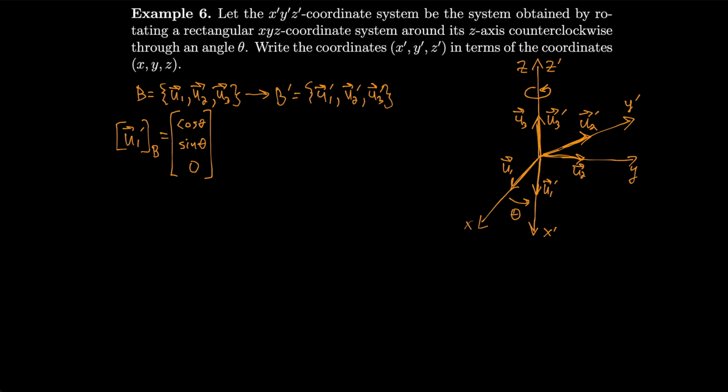And for u2' in terms of B, it might take a little bit of convincing, take a look at the picture carefully, but it's minus sine theta, cosine theta, 0. And then u3 in terms of B is easy because it doesn't change. The unit vector along the z-axis will just be 0, 0, 1.